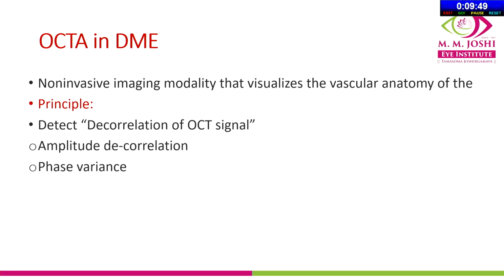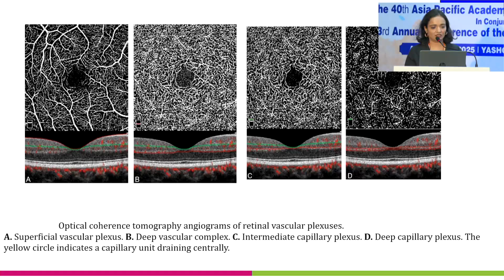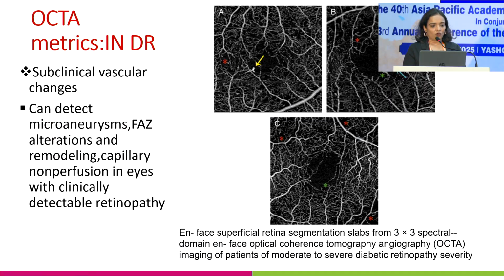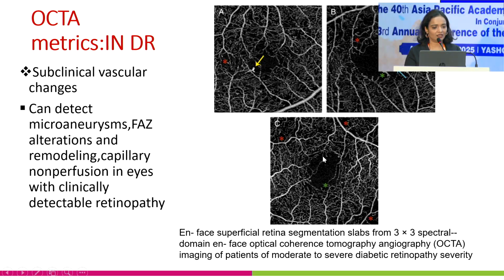So the first is the oldest, that is OCTA. It's a non-invasive modality that detects decorrelation of the OCT signal. We all know about the different vascular plexuses in OCTA. OCTA can not only qualitatively tell us about the changes in DME, it can tell us subclinical vascular changes, which you may not see clinically or on OCT. It can detect microaneurysms, phase alterations, remodeling, and capillary non-perfusion in eyes with clinically detectable retinopathy and sometimes no retinopathy.